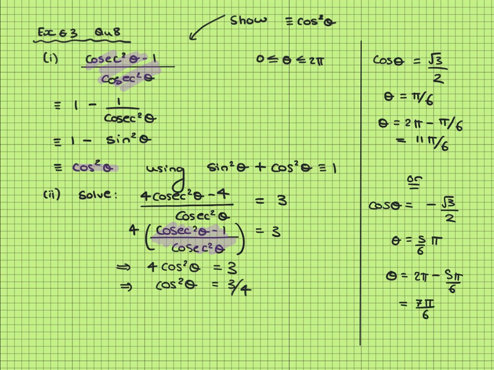And those are our 4 answers. Pi by 6, 11 pi by 6, 5 pi by 6, and 7 pi by 6. So theta can take any of these 4 values.